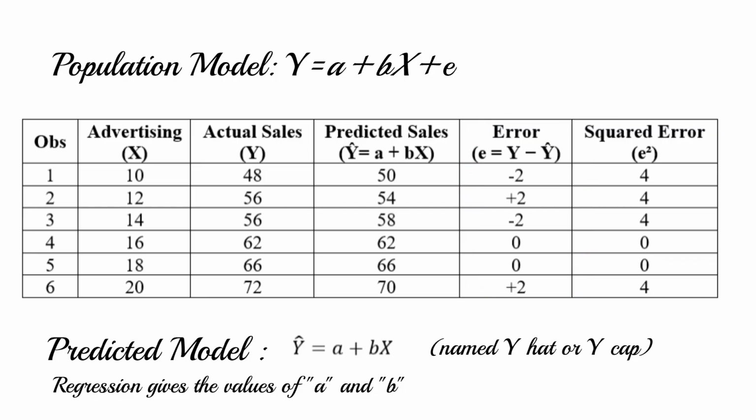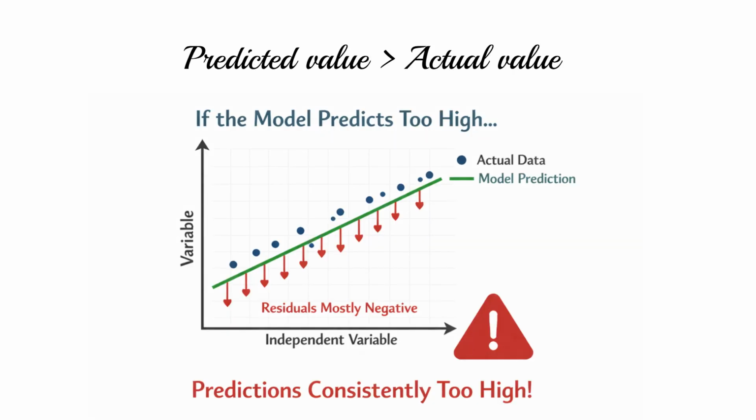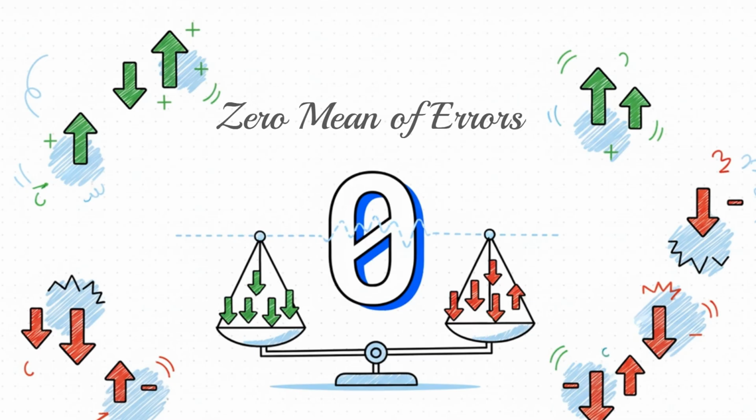Here, the assumption or rule says that if we add all the prediction errors together, the average error should be 0. For our example, when we add all the errors, we get a mean of 0. This means the model is unbiased. But if the model always predicts too high, something is wrong with the model. So regression assumes that positive and negative errors cancel out on average.